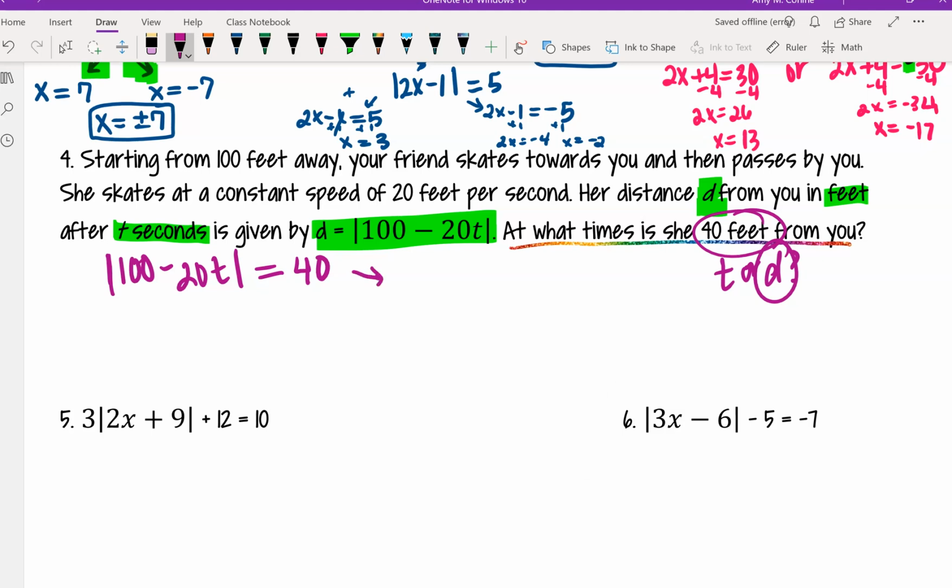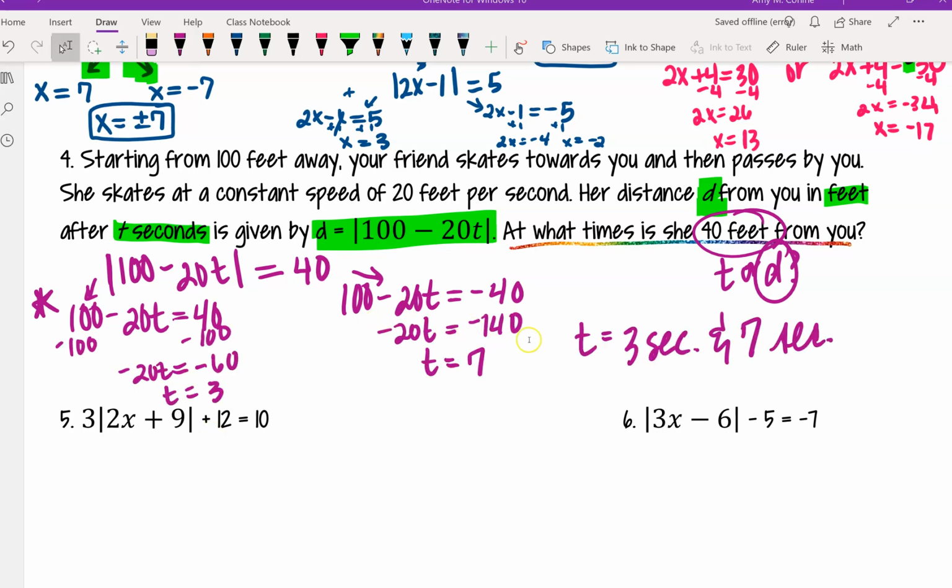So we're going to take this absolute value away. One of the 40s is going to be positive, and the other one is going to be negative. And then again, it becomes a two-step equation. So I want you to go ahead and do this part on your own. It's great additional practice for you. So go ahead and do that now.